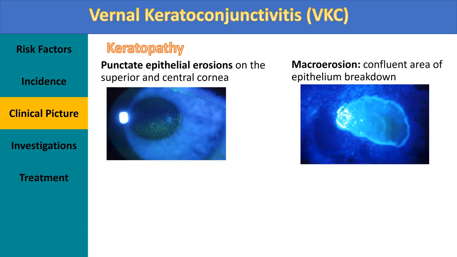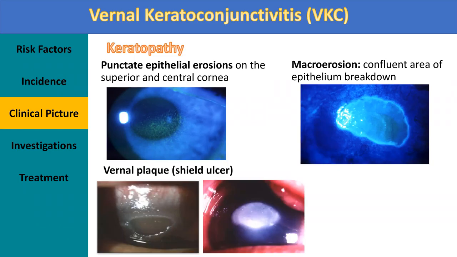Another very important question in the exams regarding vernal keratoconjunctivitis is the next sign: the vernal plaque or shield ulcer. You can see that this is a corneal ulcer, and it is in the superior cornea. What is the cause of this ulcer? Is it an infective ulcer? No, it is just a mechanical ulcer.